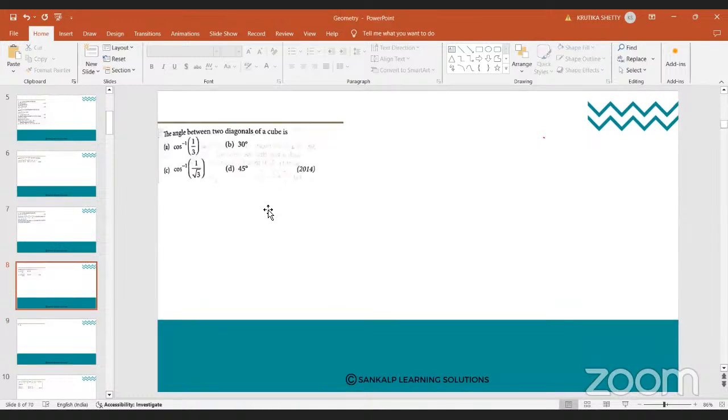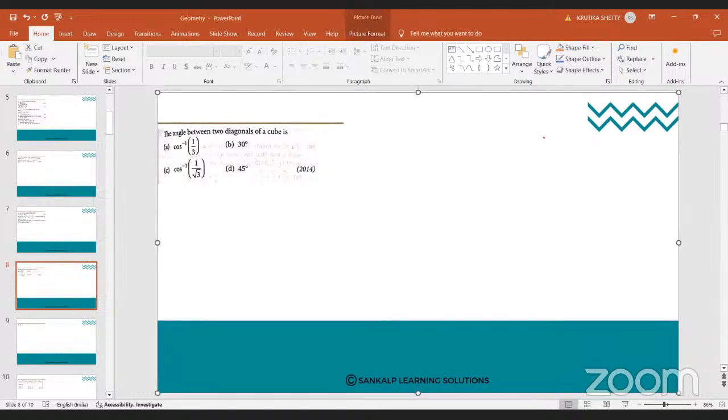Okay, option A they are saying. So see, the angle between two diagonals of a cube. We need to consider a cube here, and then calculate the angle between them. As per the solution they have given, it is cos inverse 1 by 3. We will try to discuss this example once again later.